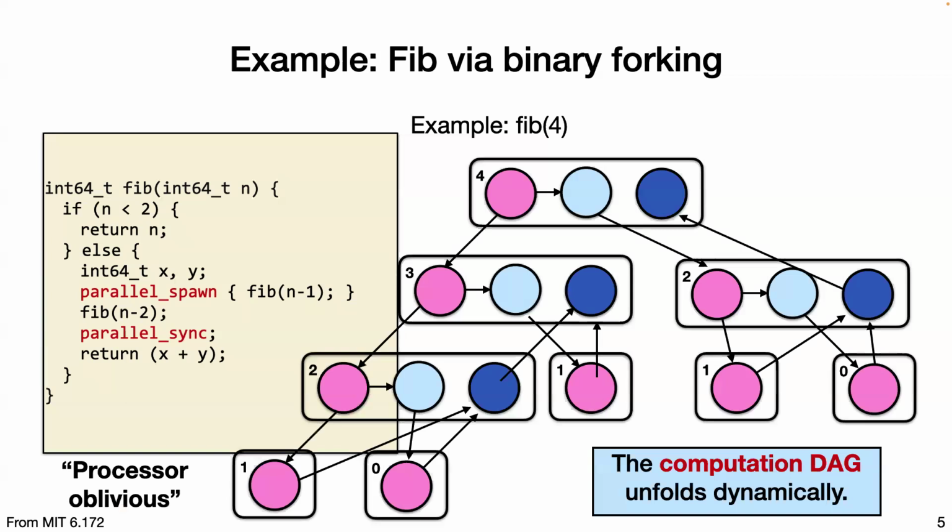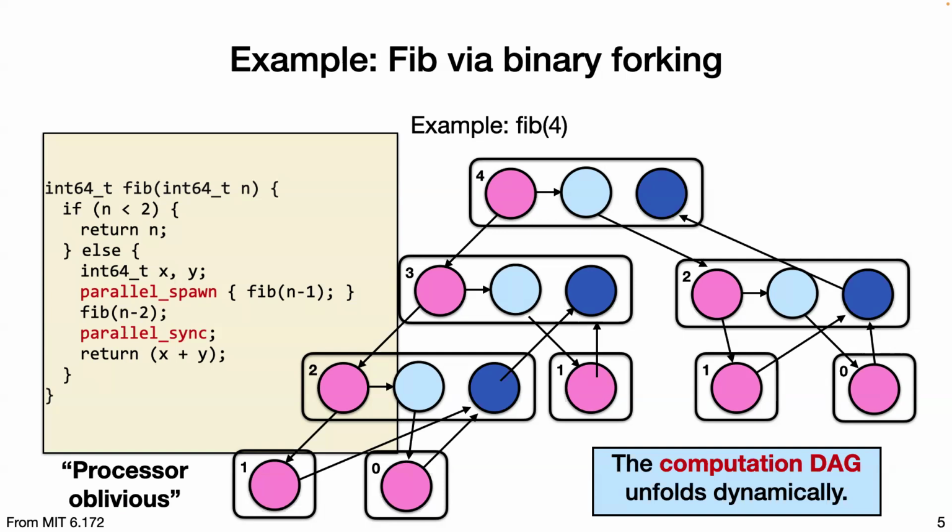Okay, and the thing that comes out of these spawn and sync constructs is called a computation DAG, or directed acyclic graph. Each node in the computation DAG, I guess you can think of it as an instruction or maybe a function call, and the arrows denote spawn and sync.